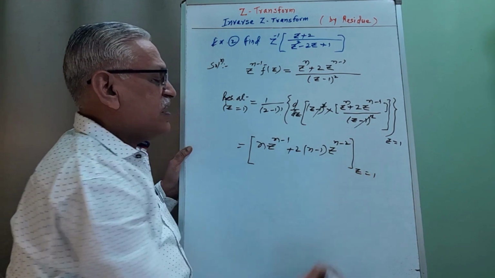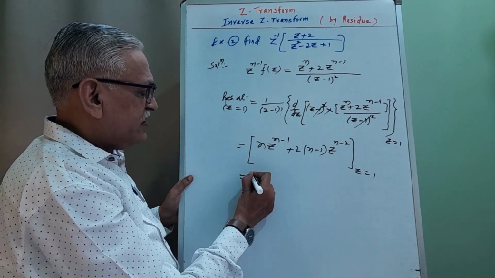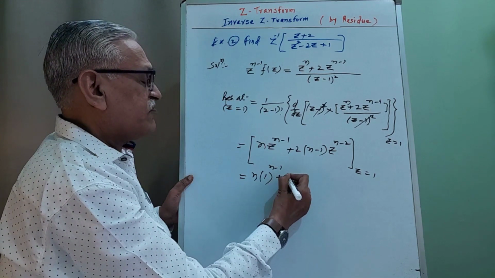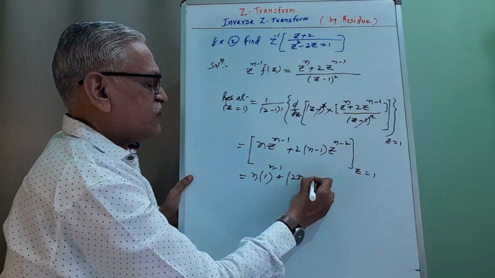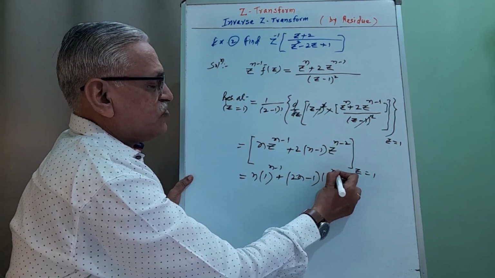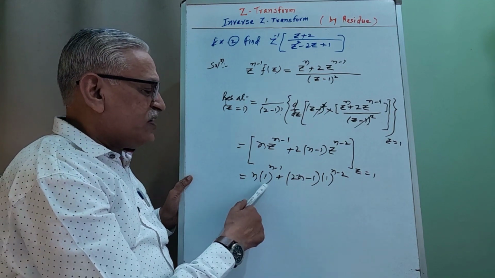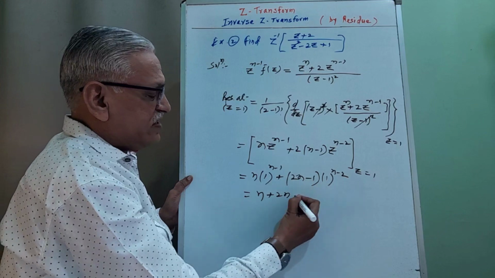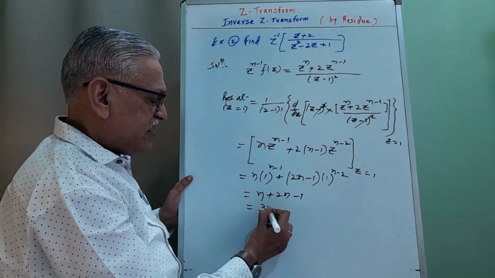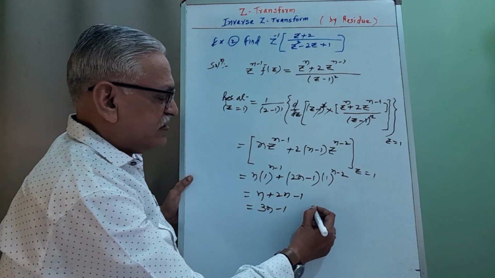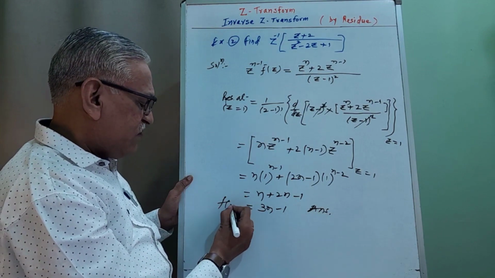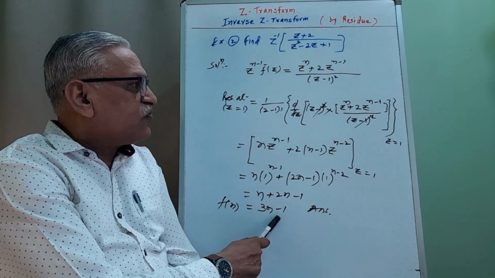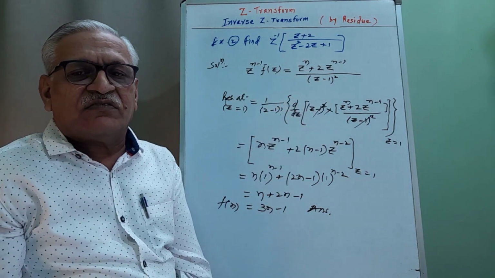and at z is equal to 1. And therefore, substituting the value of z as 1, we get it is n times 1 raised to n minus 1 plus 2 times n minus 1 and 1 raised to n minus 2. 1 raised to any number is 1, therefore this is 1, this is also 1. 1 into this n, we get n plus this 2n minus 1, and therefore the value is 3n minus 1 is the required answer, or the value of f of n, the inverse Z transform. This is the value of inverse Z transform as 3n minus 1 obtained by the second formula, by the residue technique.